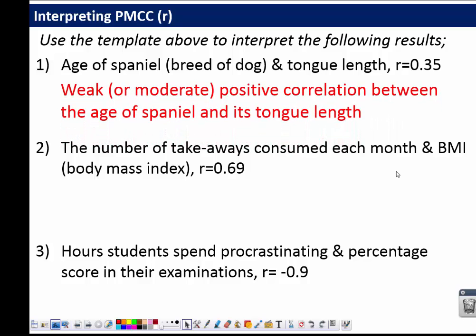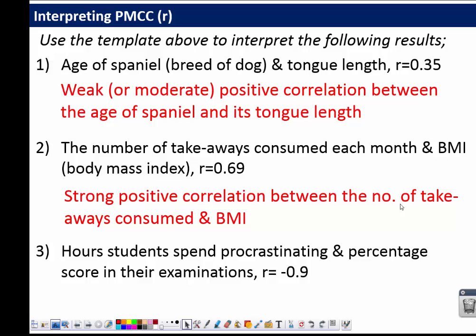Now number 2, the number of takeaways consumed each month, and BMI, which is body mass index, has a value for R of 0.69. Again, this is positive. It has a value of 0.69, so we'd say it's a strong positive correlation. Those are the 3 key words. And follow that up in terms of referring back to the question. So it's a strong positive correlation between the number of takeaways consumed and the BMI.